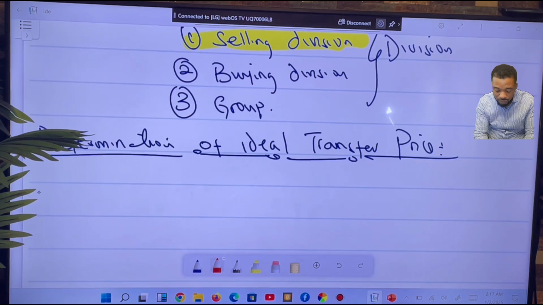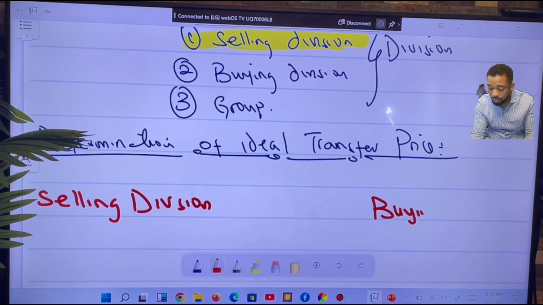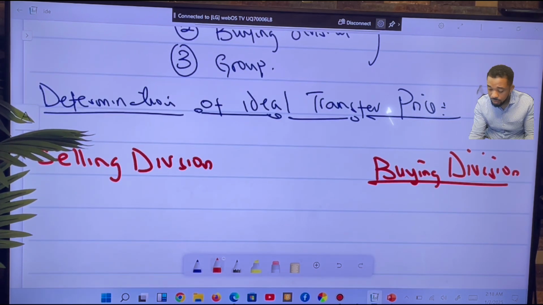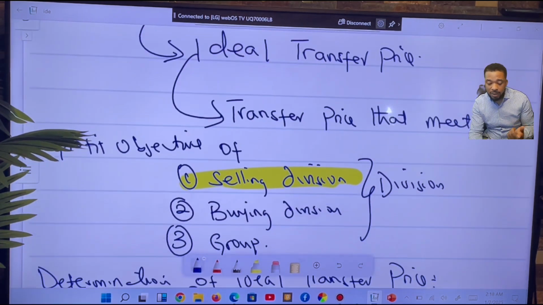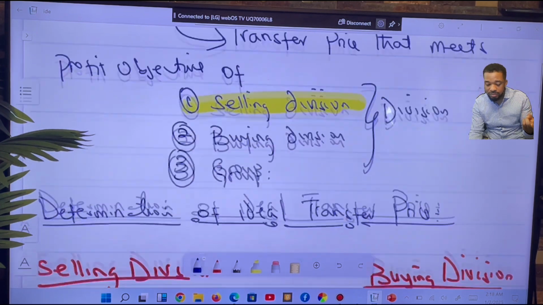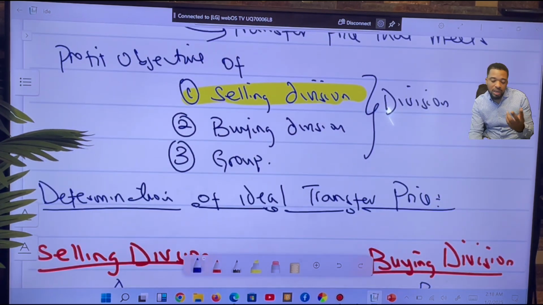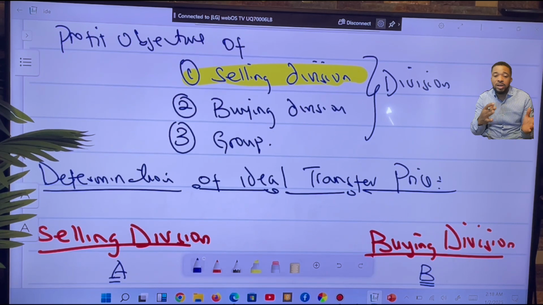If I have the selling division here, and then I have the buying division, let's say this is division A and this is division B. Don't forget, let me just mention, ideal transfer price can be a range of values or a point value, and you'll see that in a bit. When it's a range of values, we are saying a value ranging from the lowest to the highest. Usually the one that is selling sets the minimum price.